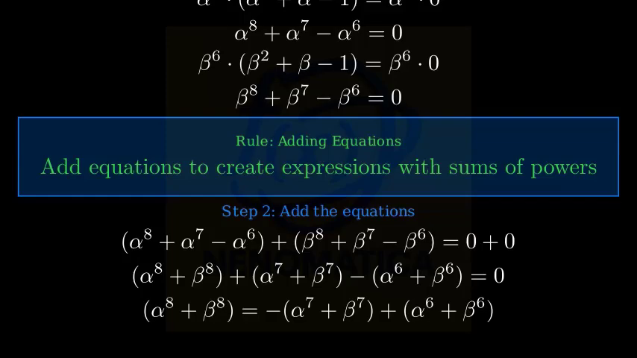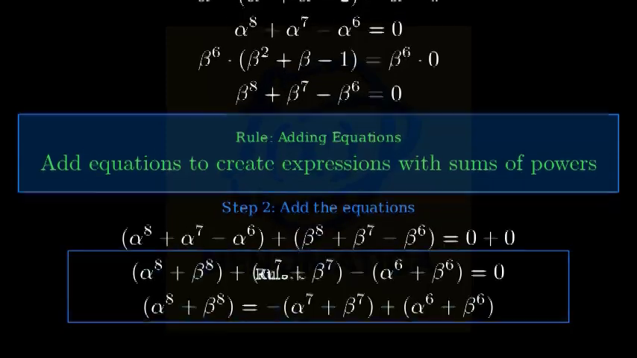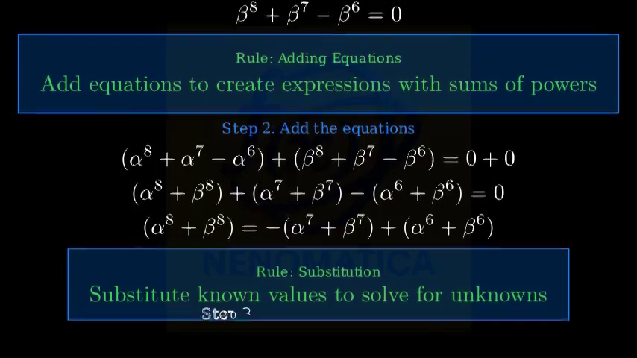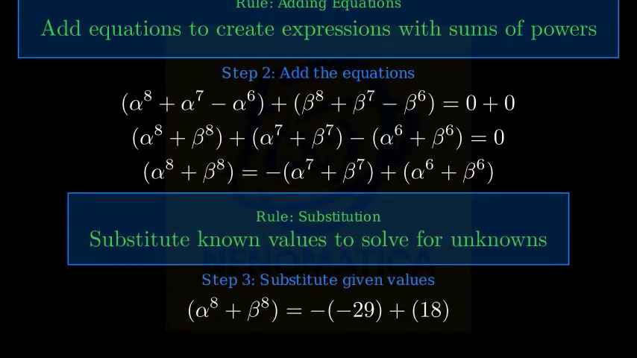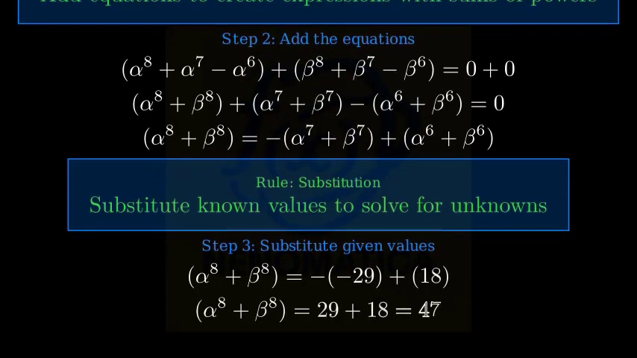Now, we can substitute the values we were given. We know that alpha to the 7th power plus beta to the 7th power equals negative 29, and alpha to the 6th power plus beta to the 6th power equals 18. So, alpha to the 8th power plus beta to the 8th power equals negative of negative 29, which is positive 29, plus 18, which gives us 47. Therefore, alpha to the 8th power plus beta to the 8th power equals 47.